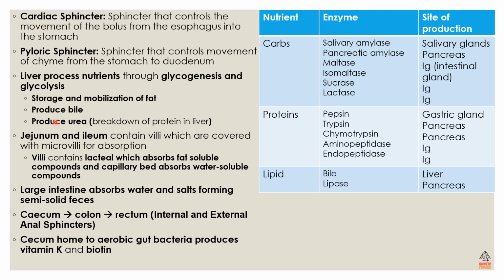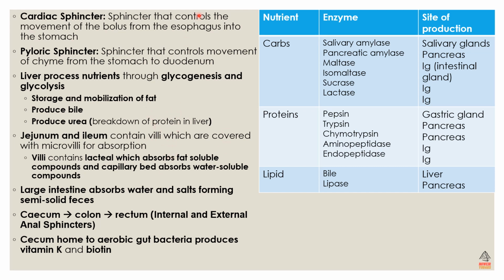Okay, and then liver processes a nutrient through glycolysis and glycogenesis. It's the internal intracellular digestion that we were speaking about. So liver stores and immobilizes fat. It produces bile. So bile is produced in the liver but stored in the gallbladder, and produces urea, which helps break down protein in the liver.